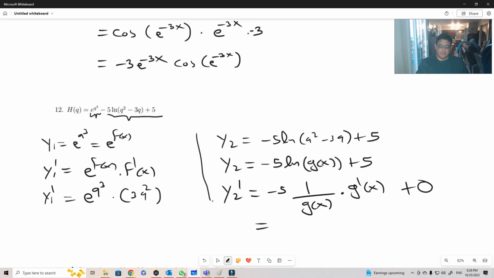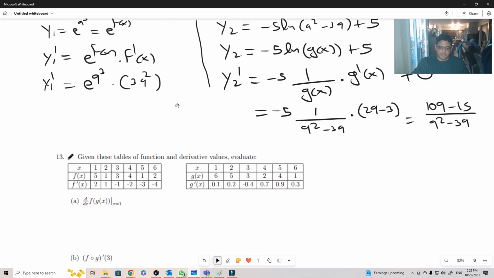So now I can come back and say, well, what is g? So in this case, g is q squared minus 3q. And so the derivative of that is going to be 2q minus 3. Simplifying that, this is 10q minus 15 over q squared minus 3q.